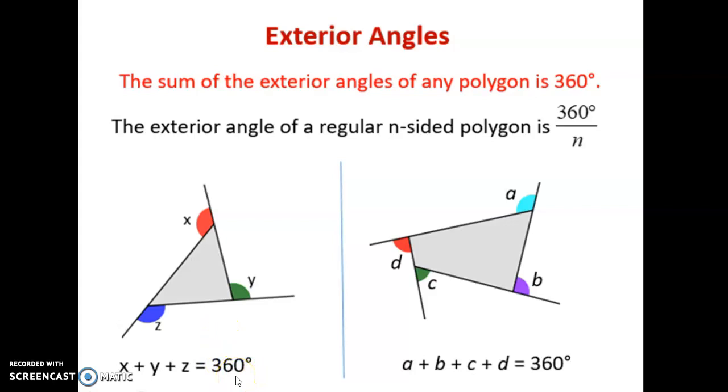Then let's move to the next figure. This is a quadrilateral. It has 4 sides and these are the exterior angles A, B, C, D. If you add A plus B plus C plus D, it will be equal to 360 degrees. Not only for a 3-sided or 4-sided figure, it can be a polygon with any number of sides. For that, the sum of the exterior angles is equal to 360 degrees.